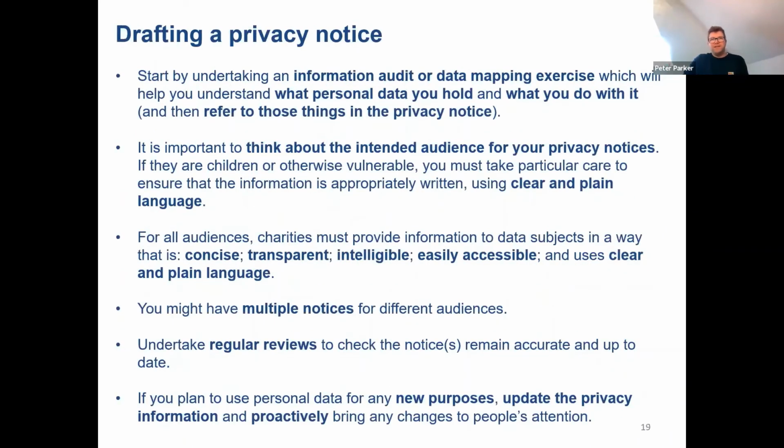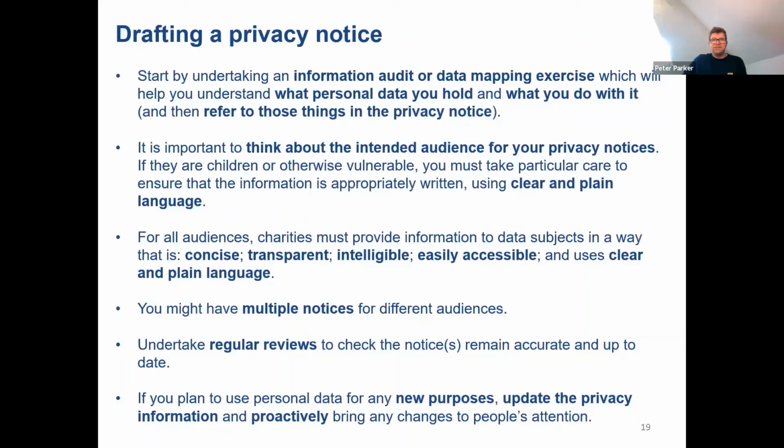We're often asked by charities as to how they should go about drafting their privacy notice. The first place to start is by undertaking an information audit or data mapping exercise, which will help them understand what personal data they hold and what they do with it, and then refer to all of those things in the privacy notice. It's important to think about the intended audience for your privacy notices. If a charity collects or obtains children's personal data, they must take particular care to ensure that the information they provide them with is appropriately written using clear and plain language.